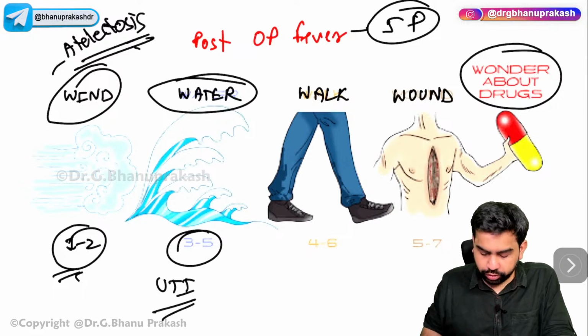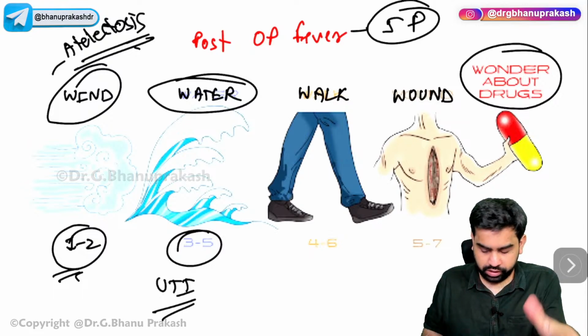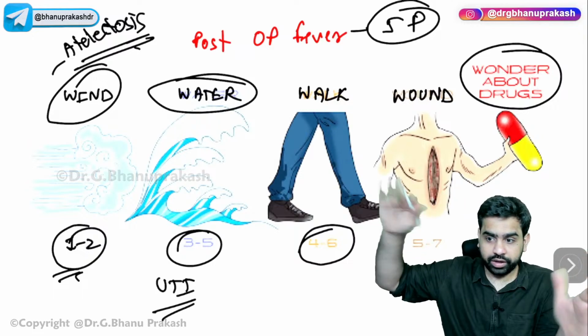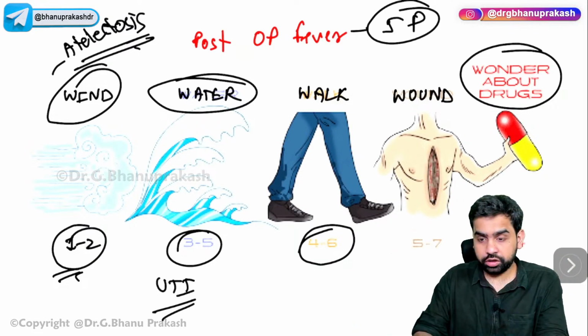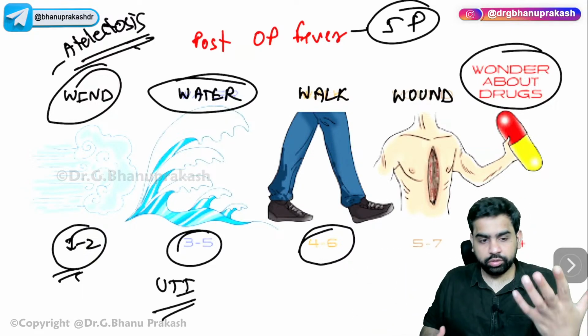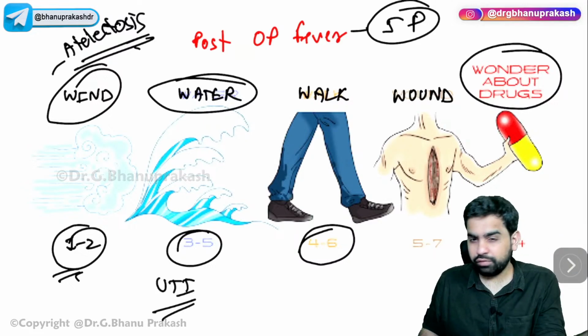Water basically stands for urinary tract infection, and UTIs usually occur between 3 to 5 days. Now after the surgery, you want the patients to get up and start walking. So whenever we go on rounds the next day after the surgery, if the patients are getting up from the bed and walking, we are very happy, because that is going to take care of the venous circulation and the bowel movements, everything will be sorted.